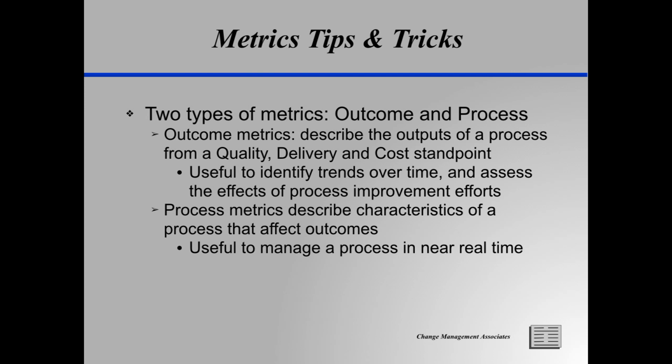As I mentioned before, outcome metrics tend to be lagging indicators. Just how lagging, we will discuss shortly. Process metrics describe characteristics of a process that affect outcomes. These are useful to manage a process in near real time. The idea is if you manage to the process metrics, the proper outcomes will occur.